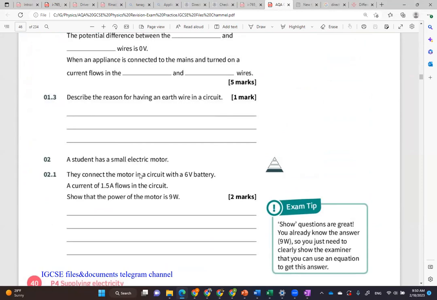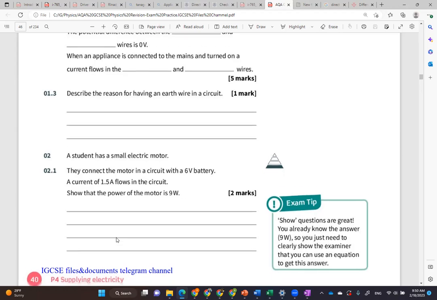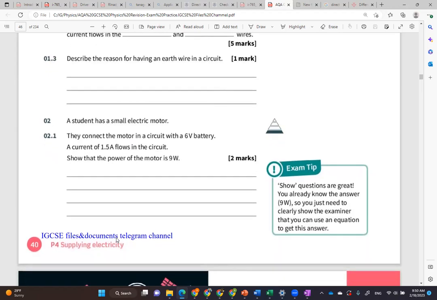A student has a small electric motor. They connect the motor in a circuit with a 6-volt battery and a current of 1.5 amps. Show that the power of the motor is 9 watts. How? This is very simple. Power equals I times V, and I is 1.5, and V is 6. When I multiply 1.5 by 6, it's going to be 9 watts. This is how to show that the power equals 9 watts.